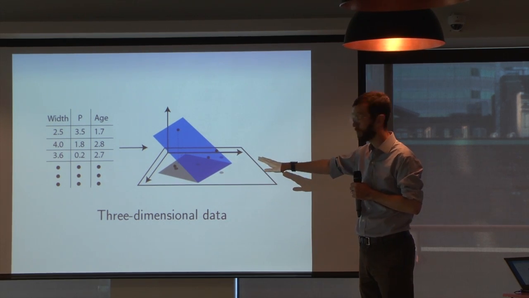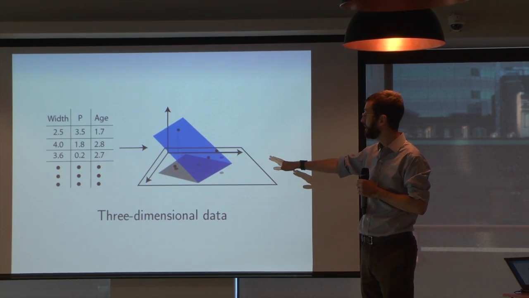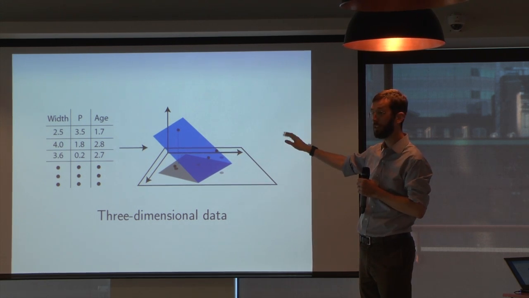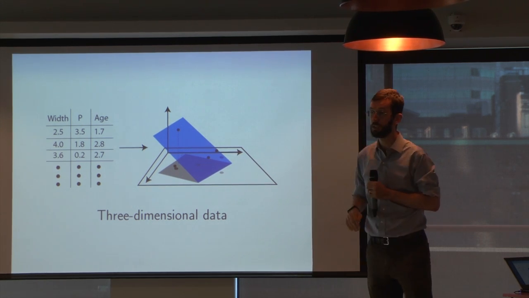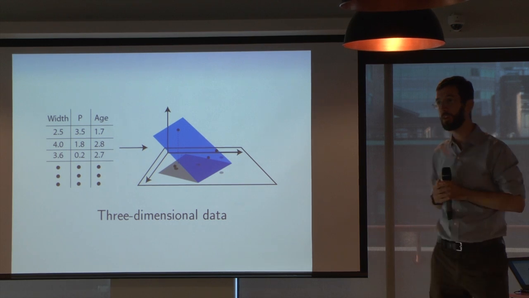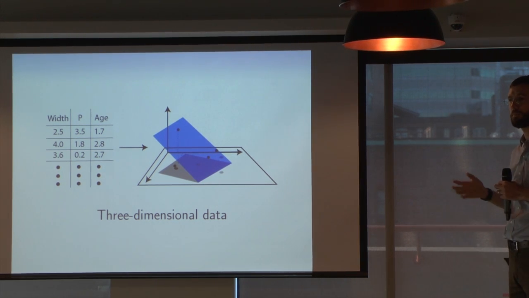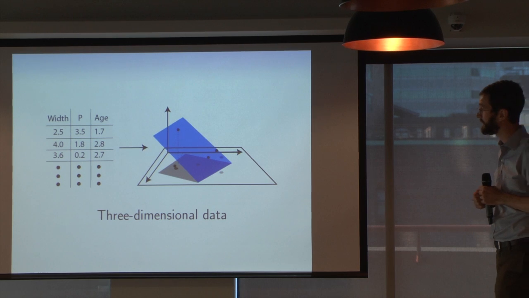We find a point in the horizontal plane that corresponds to that phosphorus level and width, and then we go up until we hit the two-dimensional plane, and that's at some height, which is our predicted age. Right? So it's all kind of analogous. Hopefully you guys see that that's analogous. Same process in just one more dimension.